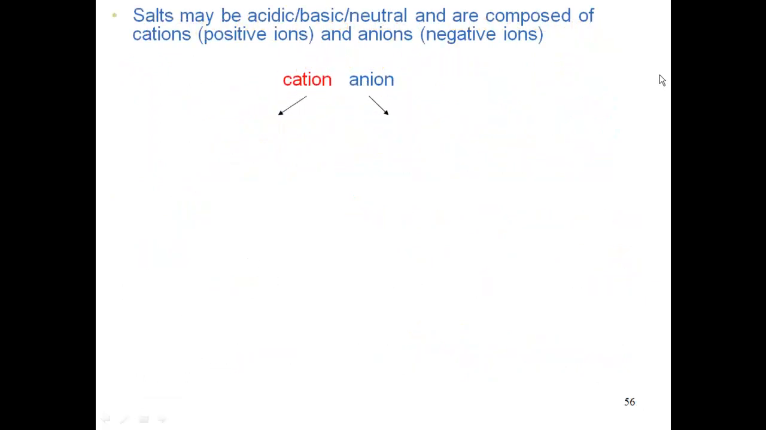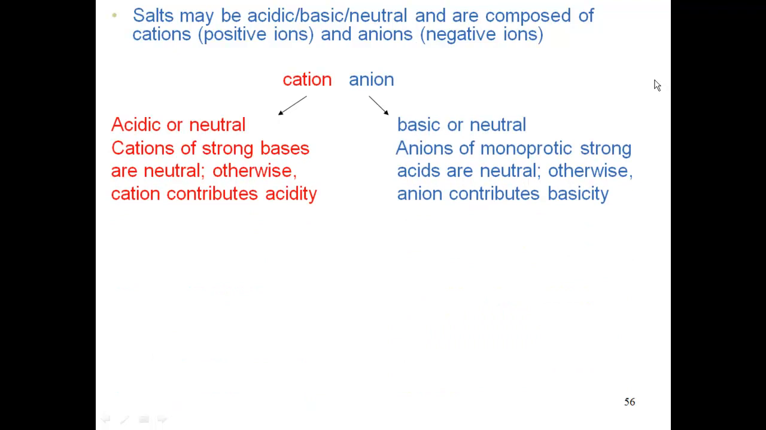So, what I need to do is look at a salt, which could be acidic, basic, or neutral. I got to look at the cation and the anion and decide overall what's going to happen. If I'm looking at the cation to decide if it's acidic or neutral: if it's the cation of a strong base, then it's neutral. Otherwise, that cation contributes some acidity, and I got some hydrolysis to deal with. The anion is either basic or neutral.